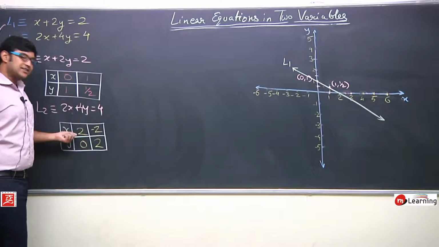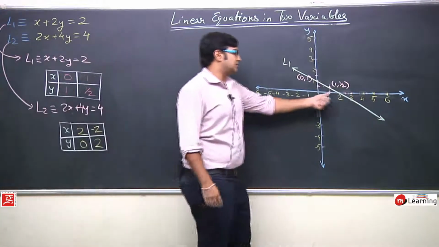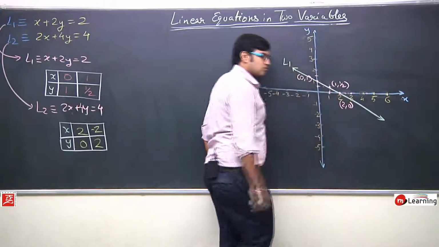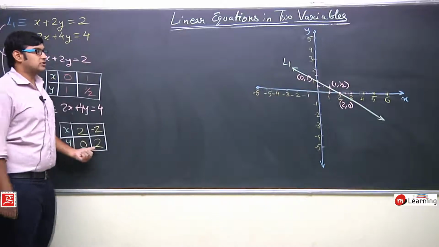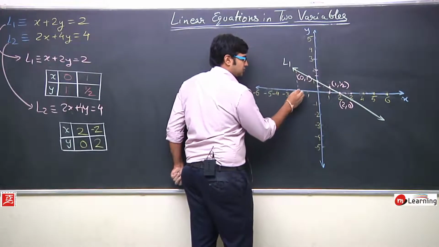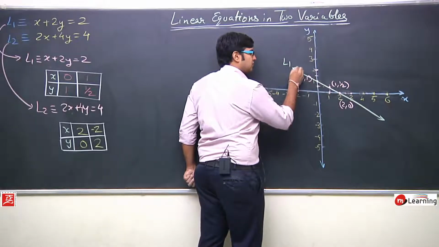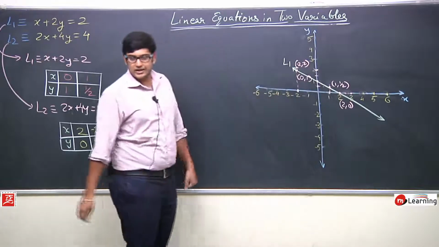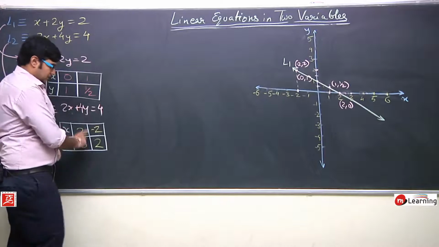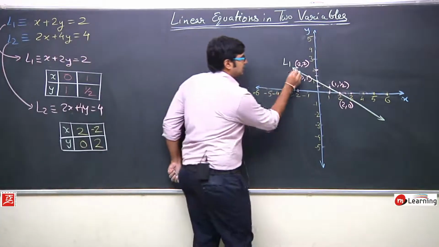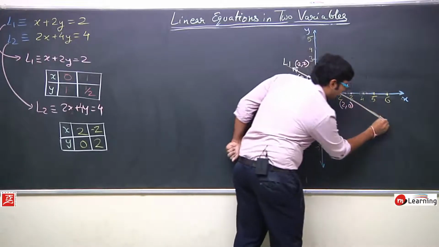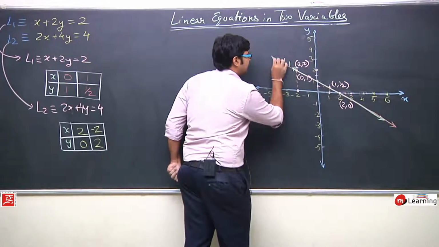Now second, when x is equal to 2, y is equal to 0. So this point represents 2 comma 0. Now when x is equal to minus 2, y is equal to 2. So this point will lie here. This point will be minus 2 comma 2. So the line which represents 2x plus 4y is equal to 4 will be something like this. This will be the line L2.